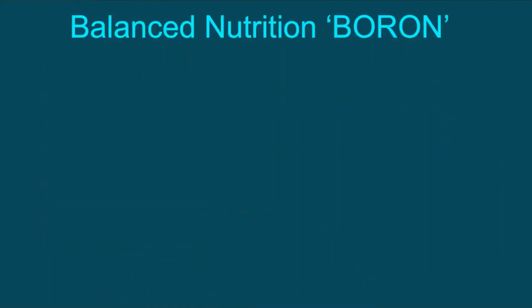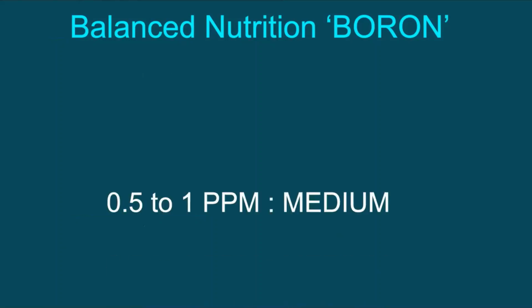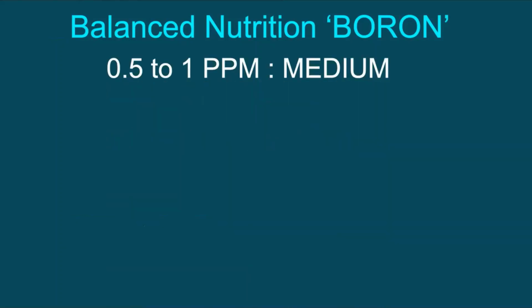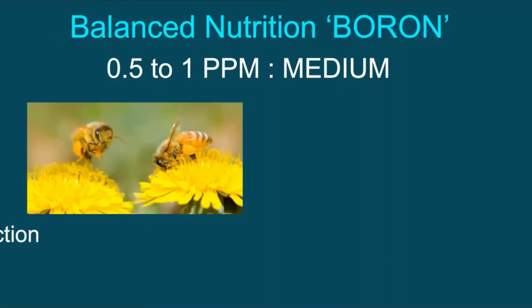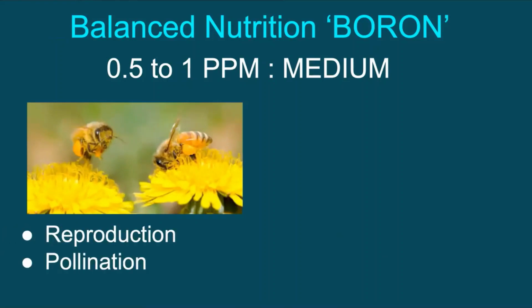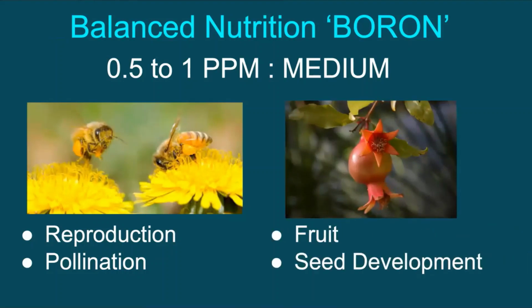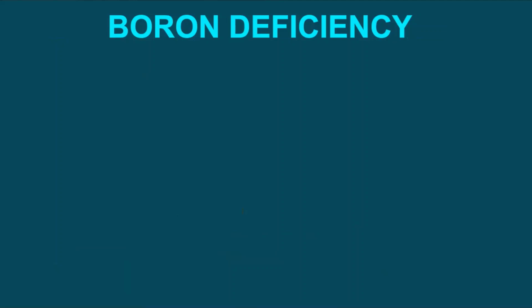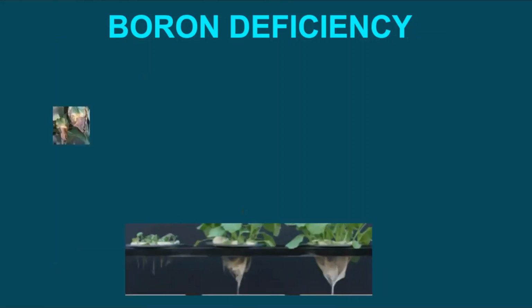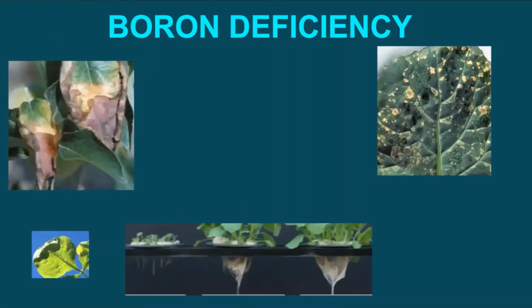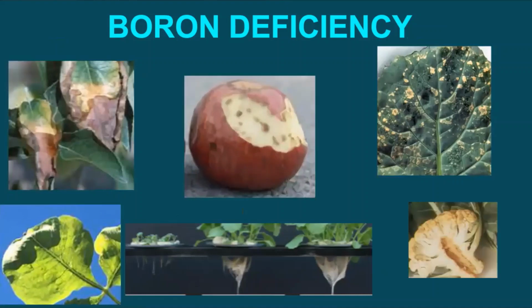Next important nutrient is boron. It is not required by the plants in high amounts, but can cause serious growth problems if it is not supplied at an appropriate level. Boron requirements are much higher for reproductive growth. It helps with pollination, fruit, and seed development. Boron deficiency is common in a range of crops and is expressed in the growing points of roots, shoots, leaves, flowers, fruits, etc.